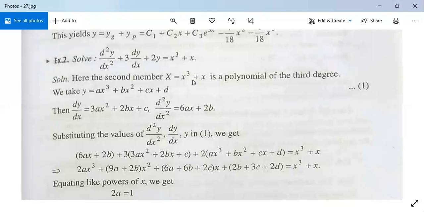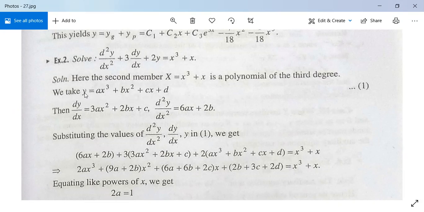See here the solution. The second member X is equal to x cube plus x. It is a polynomial of the third degree. Here x cube means it is of third degree. So we will take y as ax cube plus bx square plus cx plus d. Here a, b, c, d are not known to us. That is why this method is called the method of undetermined coefficients, and we need to find these four coefficients a, b, c, and d.